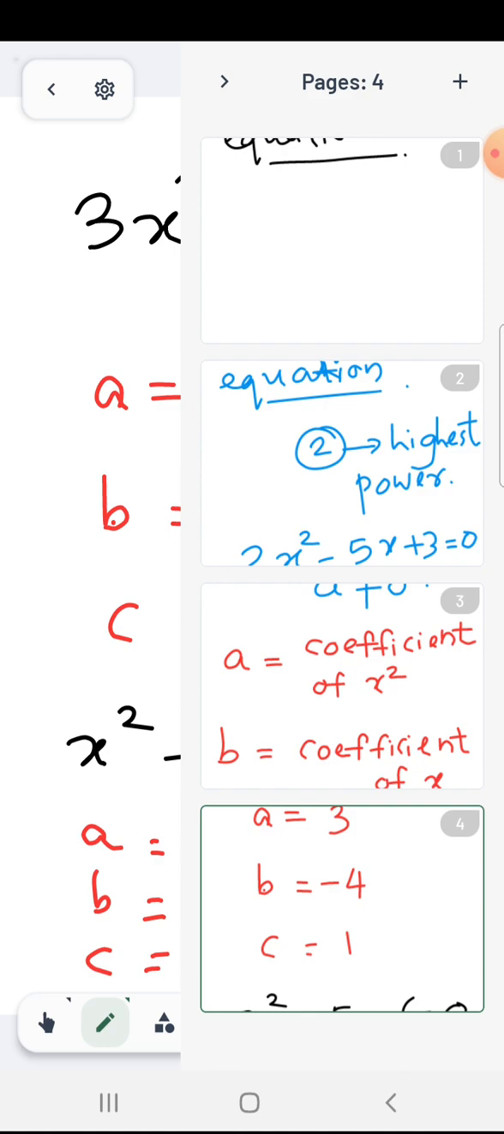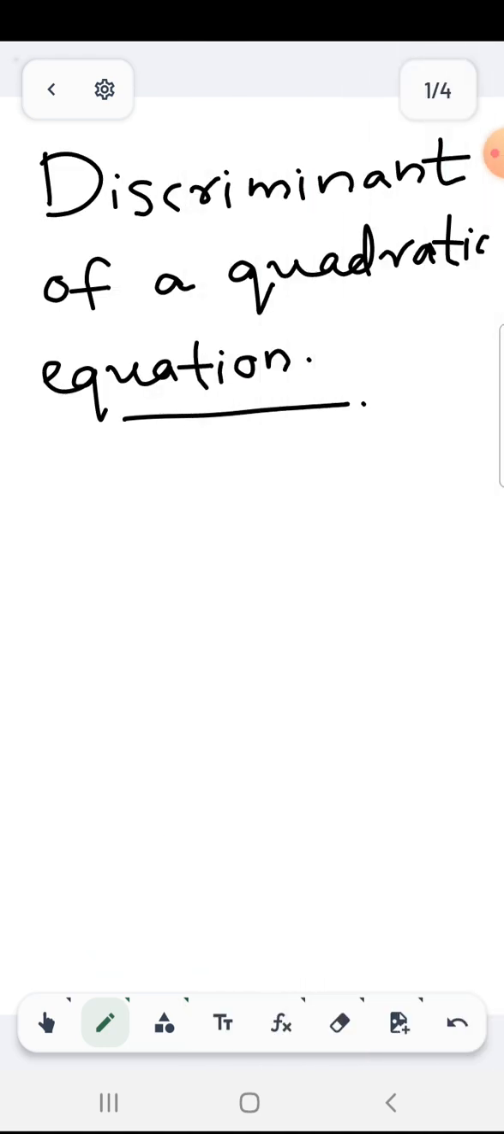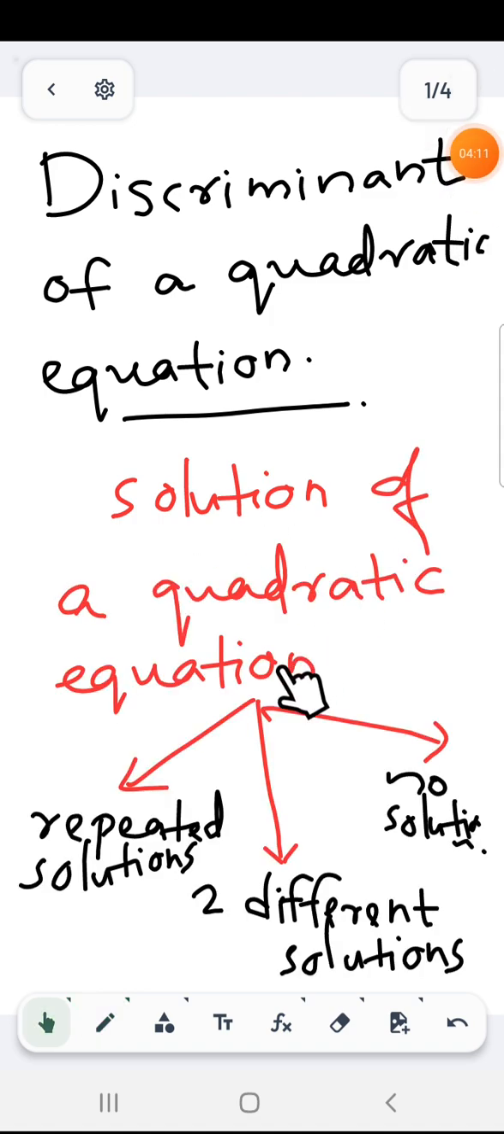Now coming to the topic, we have the discriminant of a quadratic equation. The meaning of discriminant is, we find a quadratic equation can have 3 types of solution. Solution means the value of x. So the solution of a quadratic equation can be of 3 types. The 3 types are: repeated solution. Sometimes the solution of the quadratic equation can be a repeated number, or sometimes there can be 2 different solutions, or sometimes there will not be any solution for the given quadratic equation.